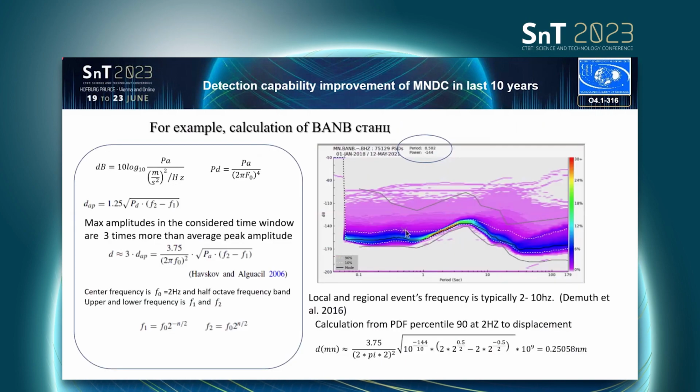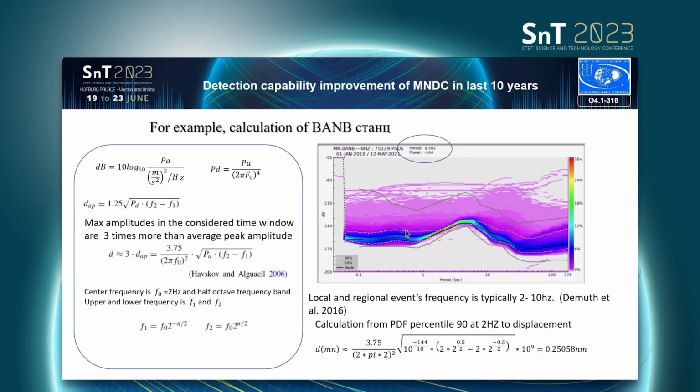Okay, so to do this, we need to convert the PSD to apparent displacement. This is Havskov and Alguacil 2006, who made this expression. So which one is the displacement? The maximum amplitude in the corresponding time window is 3 times more than the average peak amplitude. That's why it's multiplied by 3.